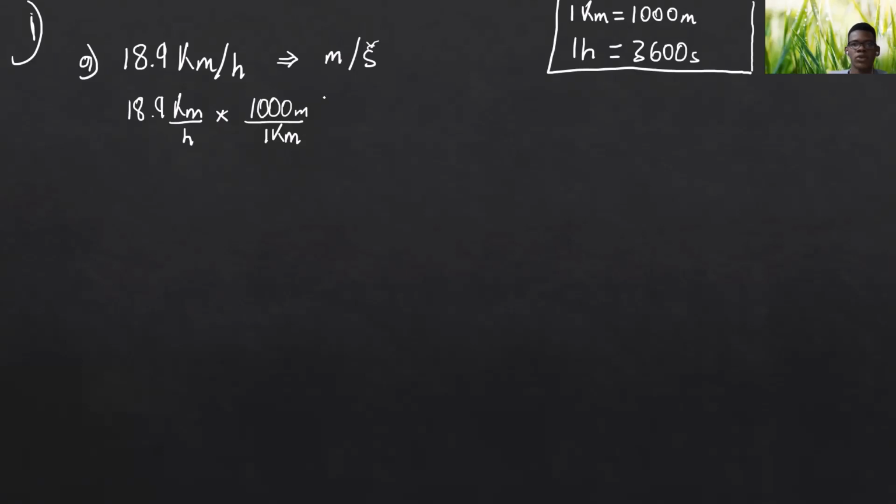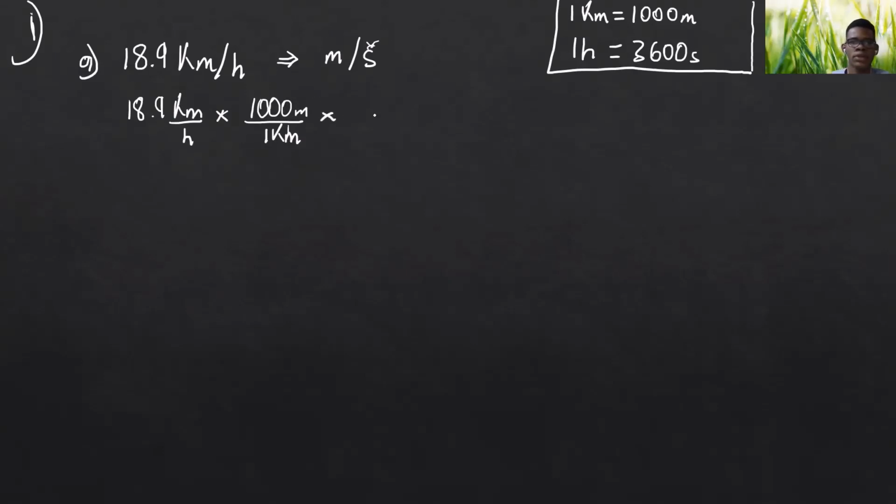And of course, the conversion factor would be 1 over 1,000 or 1,000 over 1. Where does the 1,000 or the 1 go? It depends on what we want to convert. So kilometers is in the numerator, so the 1 kilometer will go in the denominator in our conversion factor, and the 1,000 meters will go in the numerator for our conversion factor.